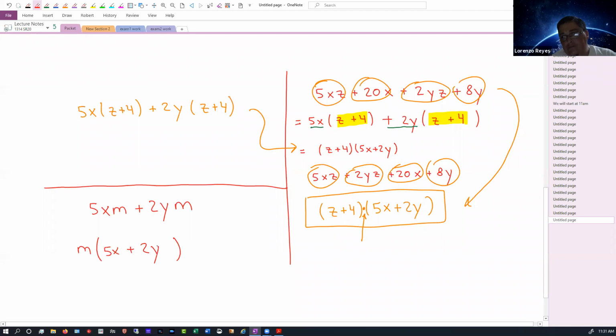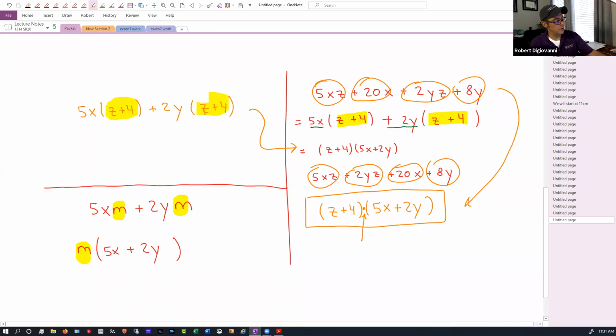Okay, so when you looked at these two, they both had an M, right? And so you pull the M out, and that's GCF. What I want you to see is that in the problem above, the z plus 4 right there is kind of like the M. They both have the same thing, so you could pull that out front.